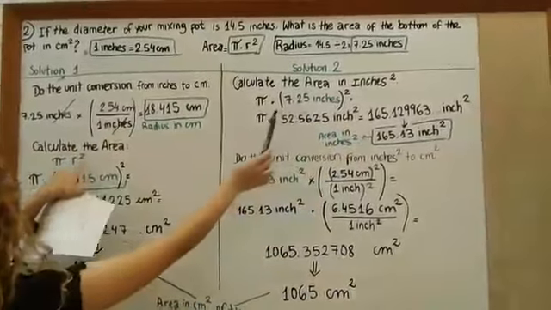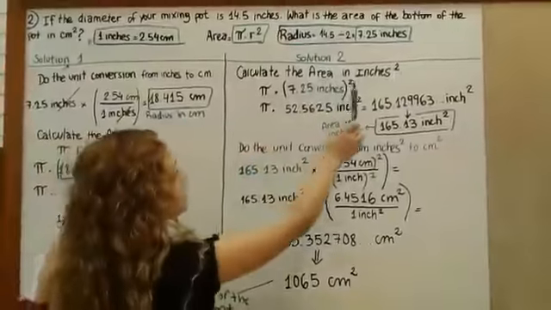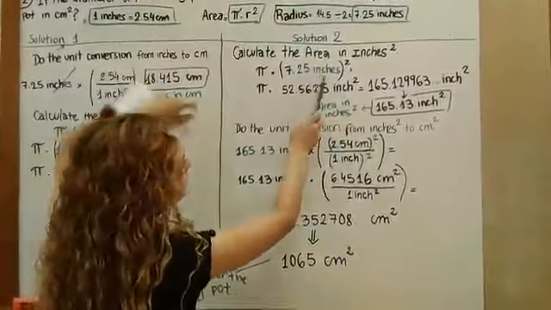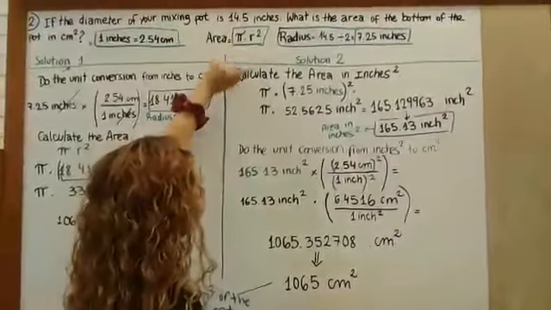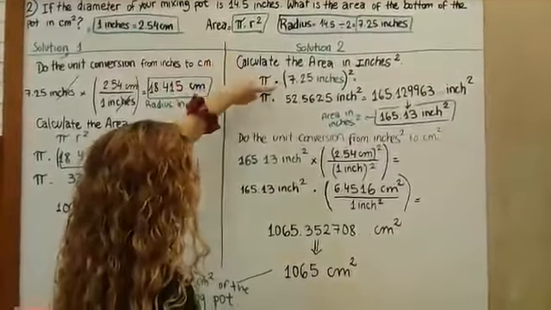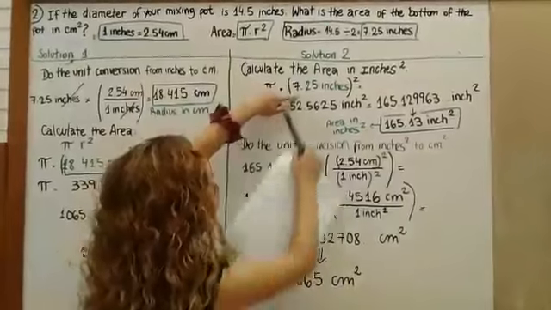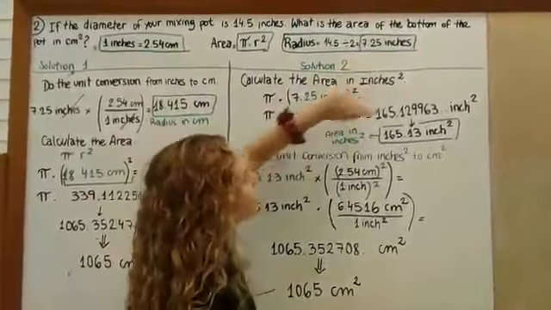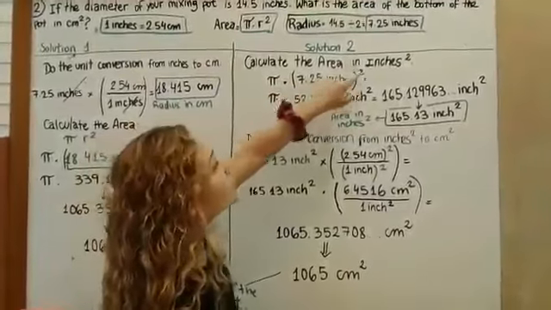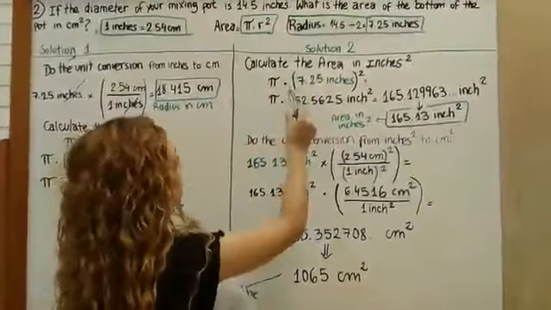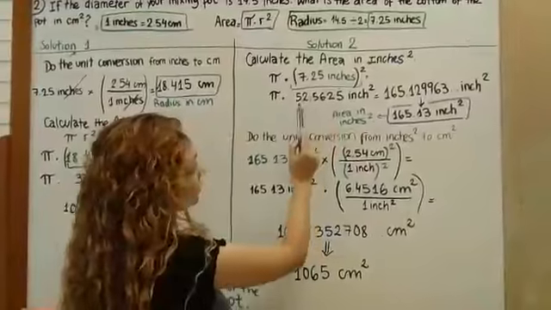Solution 2 is similar because first we need to calculate the area, but in inches squared. In the previous case it was in centimeters, but in this case we will use inches. So in this case, because we need to follow the formula, pi times, now we will put the radius in inches, 7.25 inches squared.